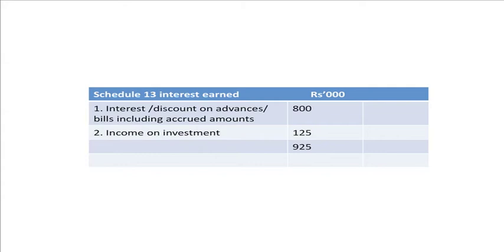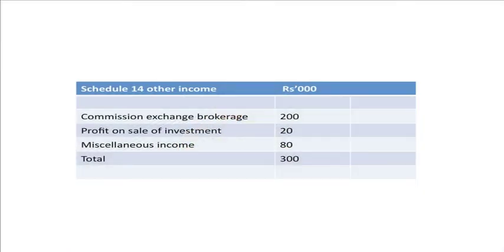First of all, we have prepared schedule 13, that is interest earned. In our question, interest earned was given as 8 lakhs. We have prepared the entire balance sheet in thousands, so here we have written 800 against interest. Income on investment, which was given on the credit side, we have written over here as 125. So, our schedule 13 total is 925. We will place this 925 against schedule 13 in the P&L. Then we will move to schedule 14, that is other income.